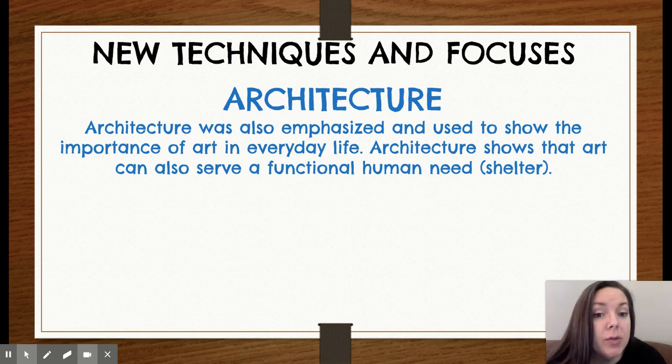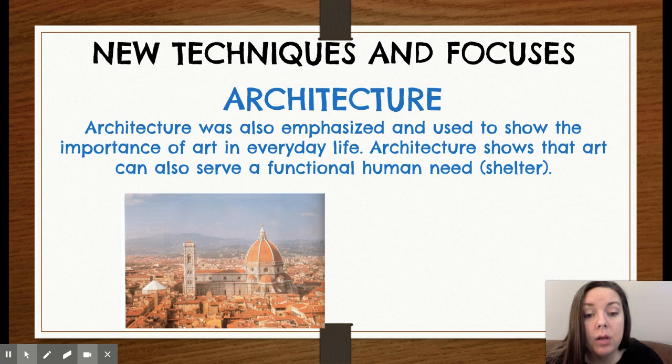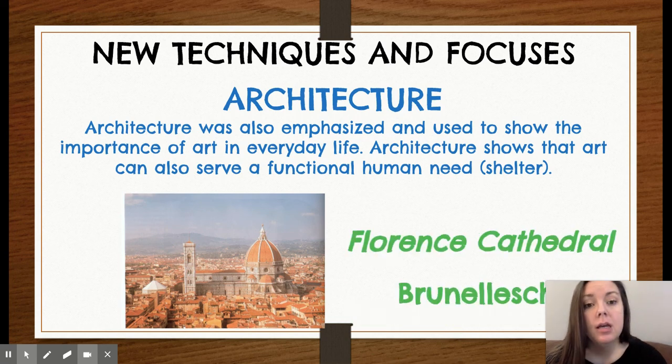Architecture was also emphasized and used to show the importance of art in everyday life. Architecture shows that art can also serve a functional human need of shelter. It became very popular when building churches. There was a philosophy during this time that talked about how you showed your appreciation for God by building a bigger, nicer, flashier temple. So lots of focus went into building huge cathedrals like this. This is the Florence Cathedral, designed by Brunelleschi.